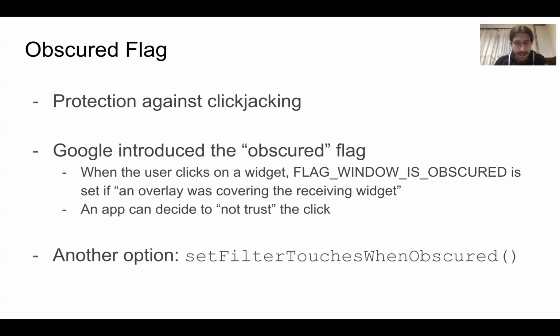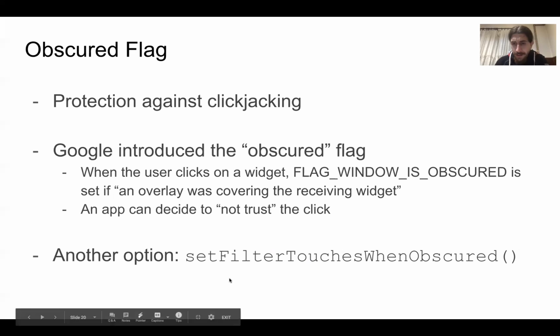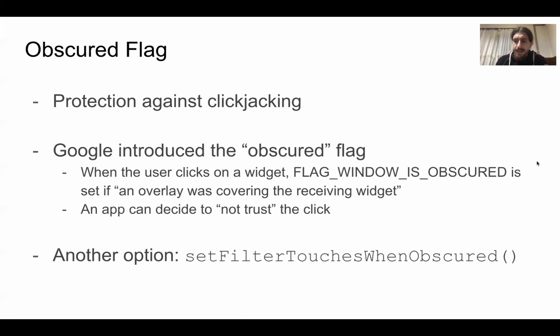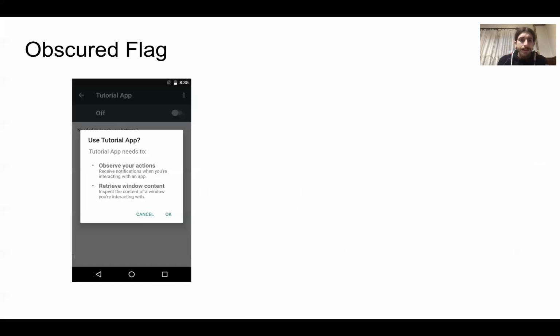Alternatively, I think there is an API called setFilterTouchesWhenObscured, but I think the way it works is the same. There is this kind of flag, and if this flag is set, you refuse the click. If it's not set, then you assume the click is trusted. And I want to show how the accessibility service settings was modified to use this obscured flag protection system.